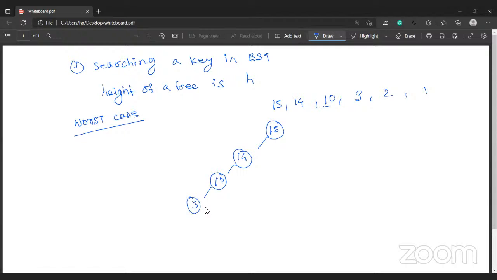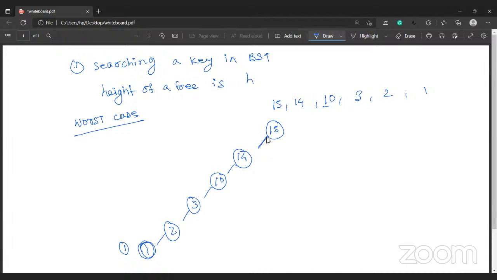Let's insert 2, less than 15, less than 14, less than 10, less than 3, like this. And let's insert 1, right? So if you want to search for key 1, first you compare 15 with 1. 15 is not equal to 1.